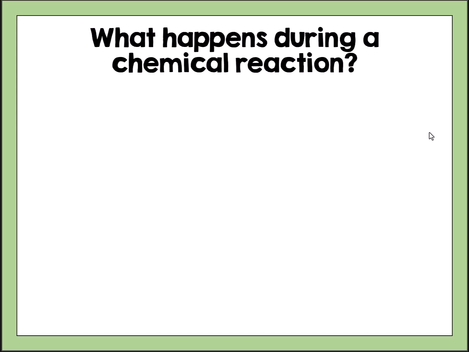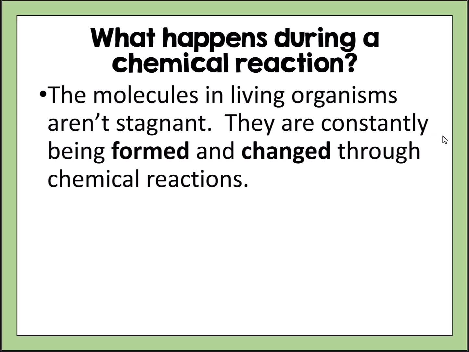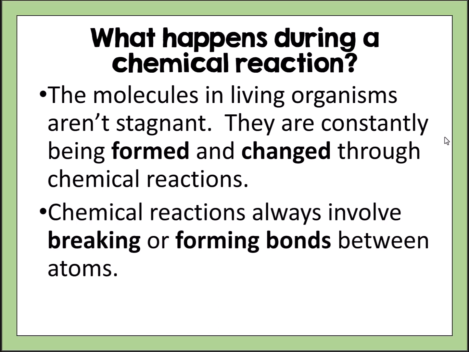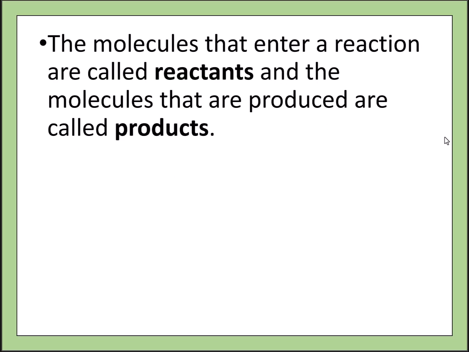What happens during a chemical reaction? The molecules in living organisms aren't stagnant. They're constantly being formed and changed through chemical reactions. And chemical reactions always involve breaking or forming bonds between atoms. The molecules that enter a reaction are called reactants, and the molecules that are produced are called products.